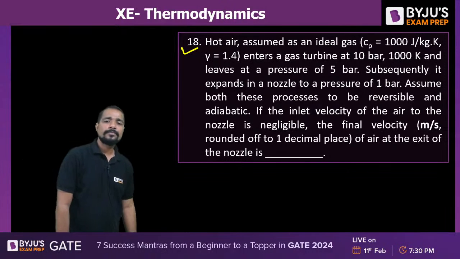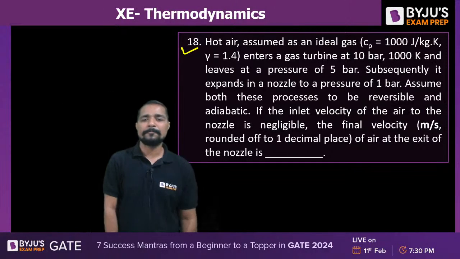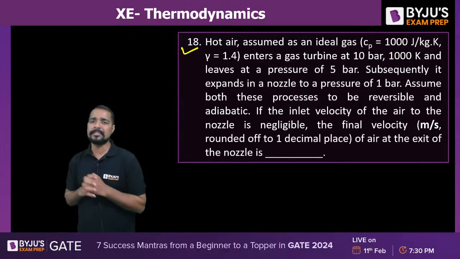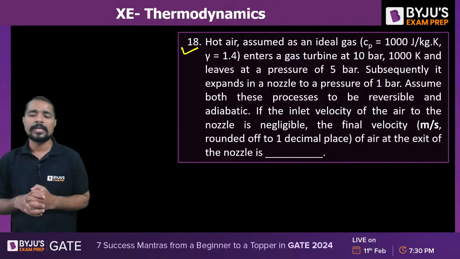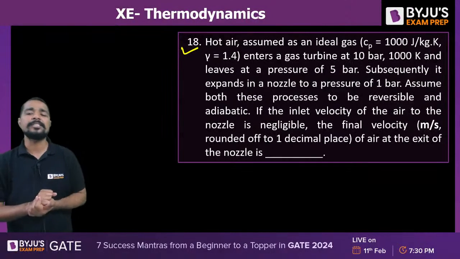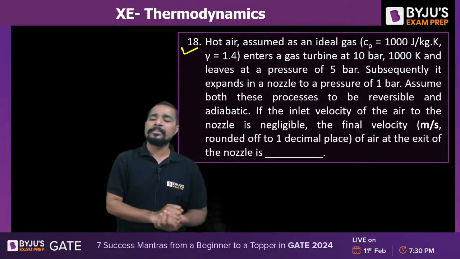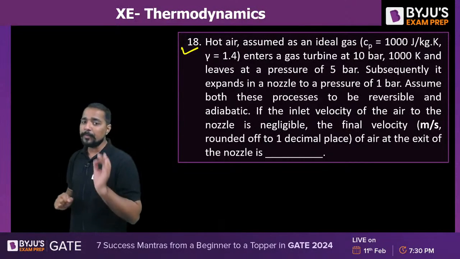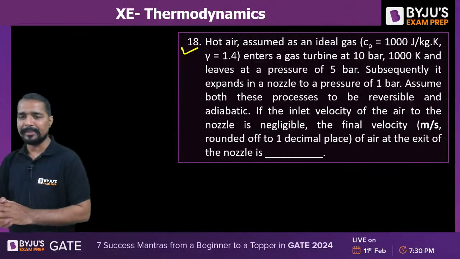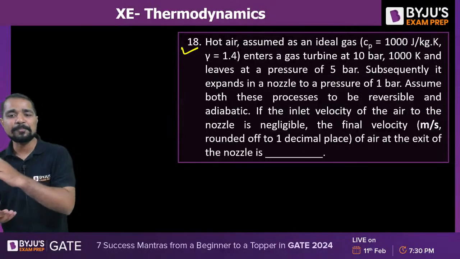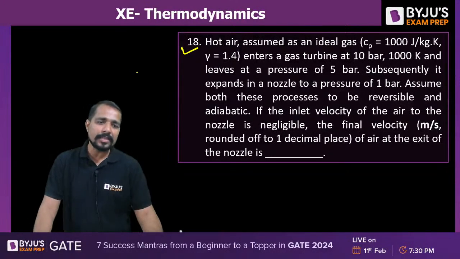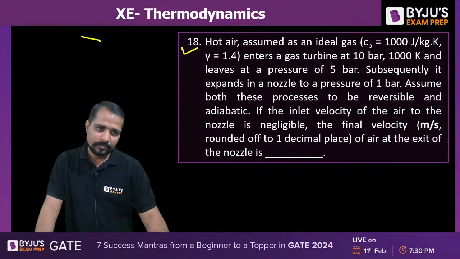Hot air, assume as an ideal gas. Cp is given, gamma is given. Enter the gas turbine at a pressure of 10 bar and 1000 Kelvin. Leave at a pressure of 5 bar, my dear. Subsequently, it expands into the nozzle. The question is somewhere like this.